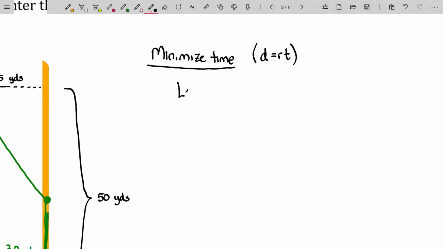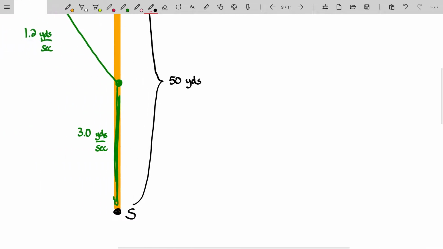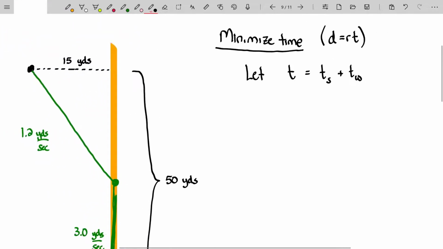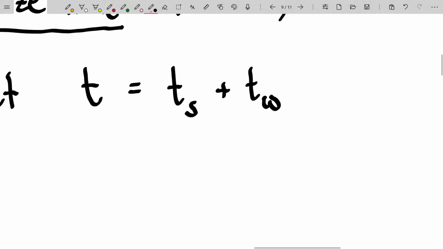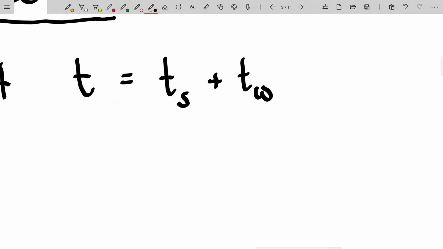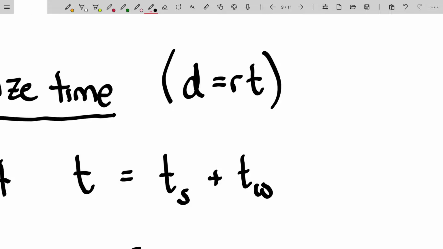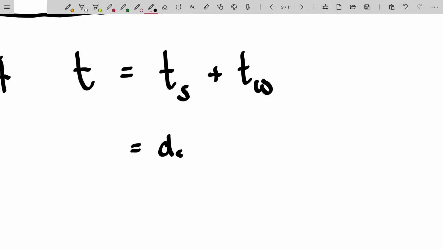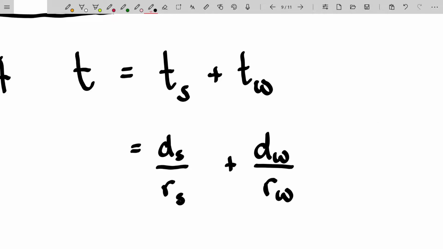I'll just say let T, the total time spent getting this ball, be the time along the shoreline plus the time in the water. That should make sense. There's some time running along the shoreline, and there's some time spent in the water. Each of those formulas can be written in terms of D over R. So the distance along the shoreline over the rate along the shoreline plus the distance in the water divided by the rate in the water.